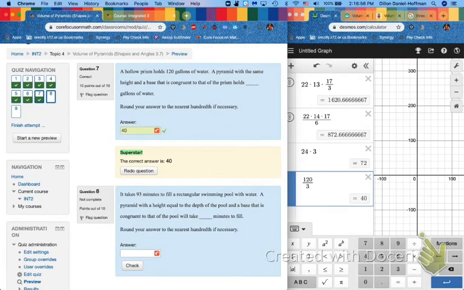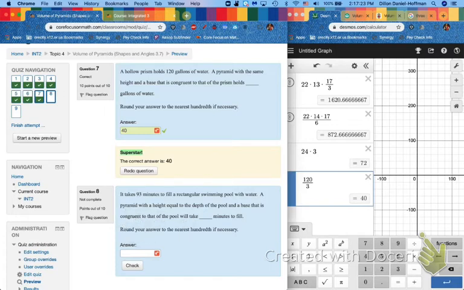Number 8, it takes 93 minutes to fill a rectangular swimming pool with water. Interesting. A pyramid with height equal to the depth of the pool and a base that is congruent to that of the pool will take blank minutes to fill. Well, you'd have to think about how many pyramids do you know that you've swam in. Those would be very difficult to dive in. That's why, in general, it's a rectangular prism that you swim in, and that's why it says a pyramid then.